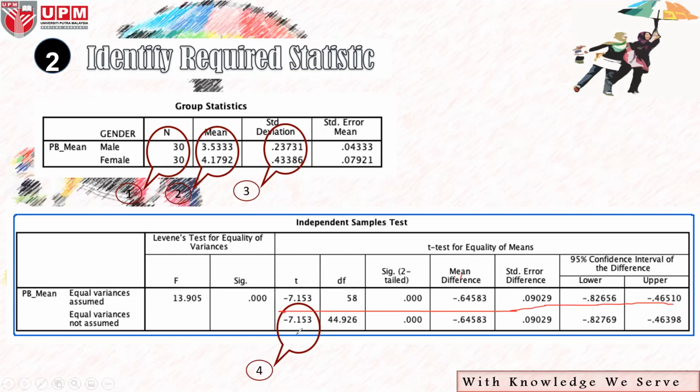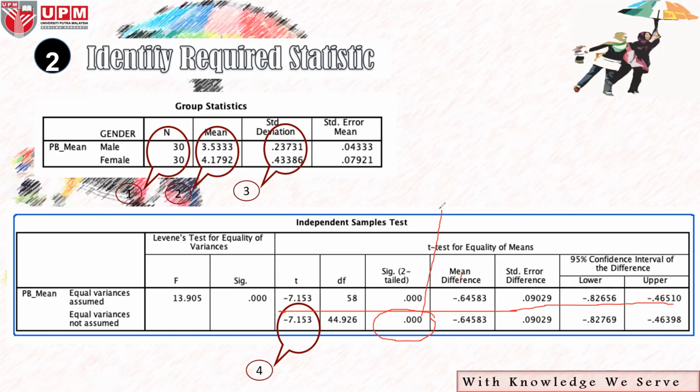So T equals negative 7.153, degree of freedom 4.926, significant two-tail 0.00. So the mean difference, lower bound, upper bound. Based on the significant T value, is there a significant difference or not? There is a significant difference because the significant T is lesser than alpha 0.05.